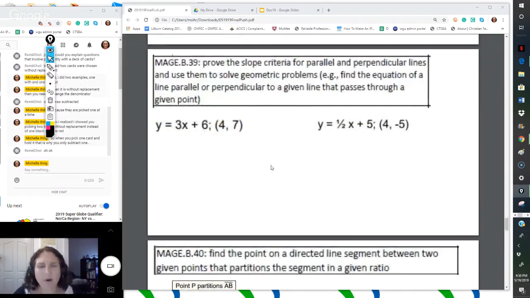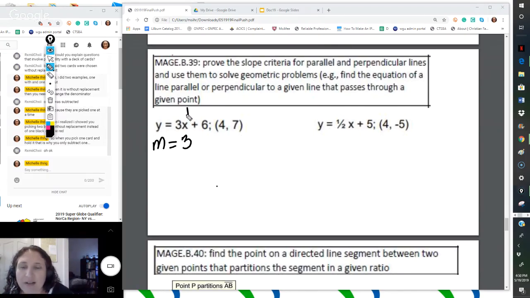This one, there's 1 or 2 questions. I think there's 2 questions on proving the slope criteria of a parallelogram, and equations of parallel and perpendicular lines. So I'm going to show you one with parallel, one with perpendicular. I've always shown you find the slope first. Let's do this one as parallel and this one as perpendicular.